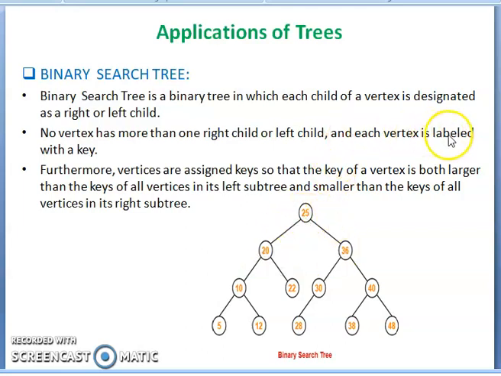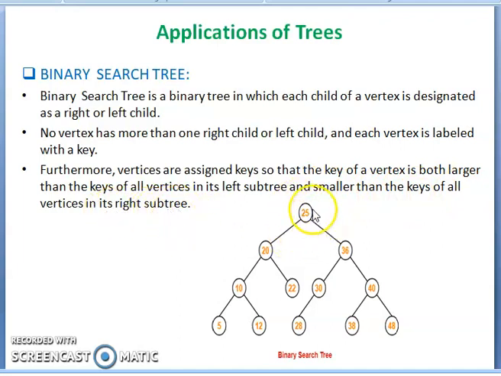Each vertex is labeled with a key. The key value here is 25, the key value is 20, and the key value for this node is 28. The vertices are assigned keys so that the key of a vertex is both larger than the keys of all the vertices in the left subtree and smaller than the keys of all vertices in its right subtree.